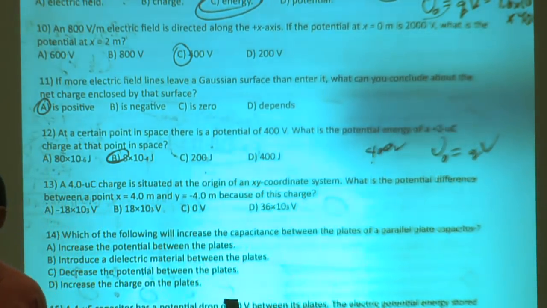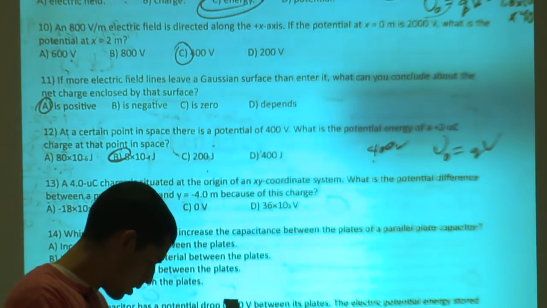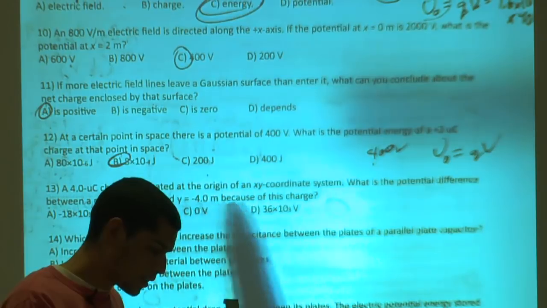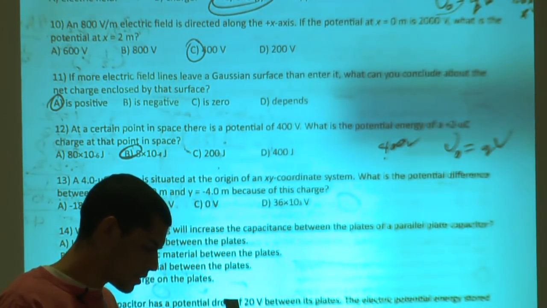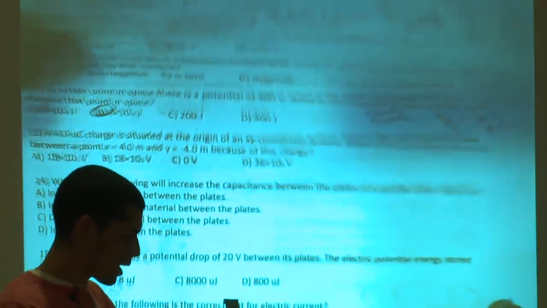Any questions? Oh, it's just cake. Let's fly by that one. A 4 microcoulomb charge is situated at the origin of an xy coordinate system. What is the potential difference between a point x equals 4 meters and y equals negative 4 meters because of this charge?